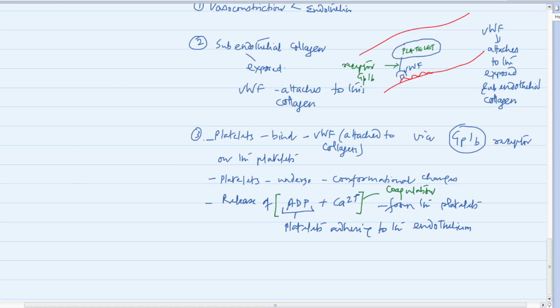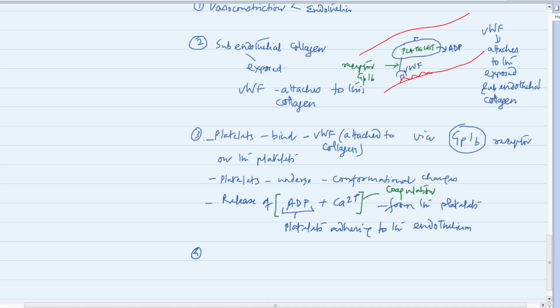Then what happens is very interesting. That's the fourth step. So we're telling this platelet, once it attaches to the von Willebrand bound collagen, it undergoes a conformational change and it releases ADP. This ADP can act on itself and on other platelets and make them sticky to the endothelium.